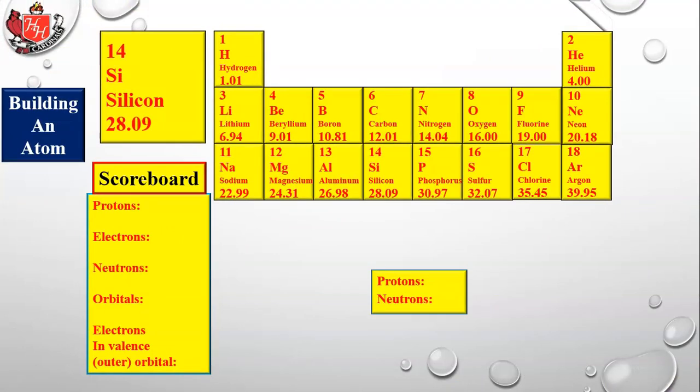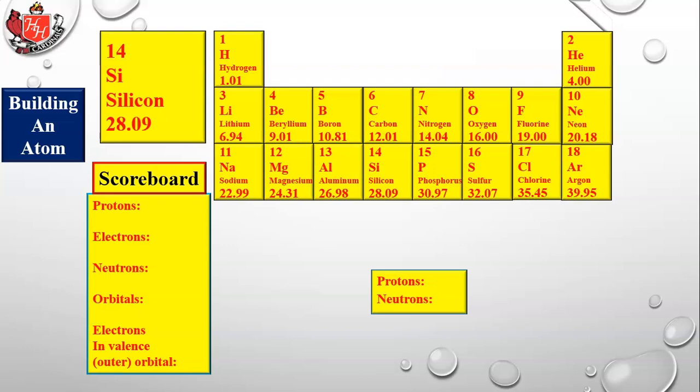Okay, so now we're going to build an atom. It's not important that you memorize the periodic table, but you should understand how to read it. And a good exercise for doing that is diagramming an atom. So this is kind of a standard format that I have for diagramming atoms. So I picked silicon. It's in the third row.